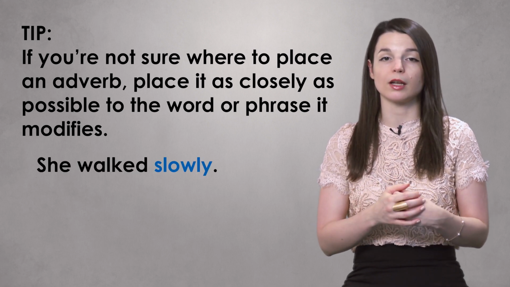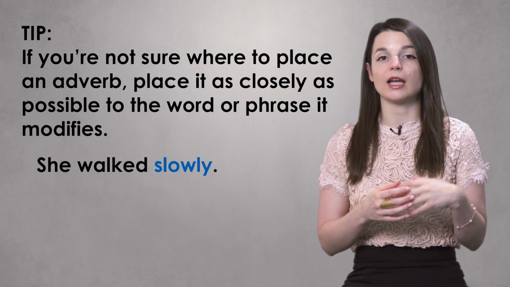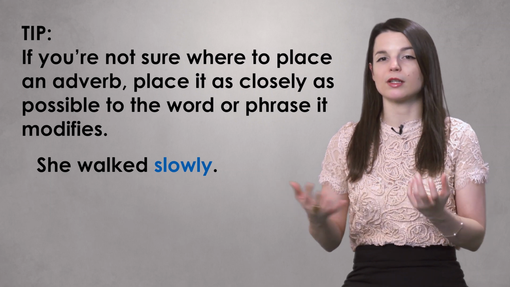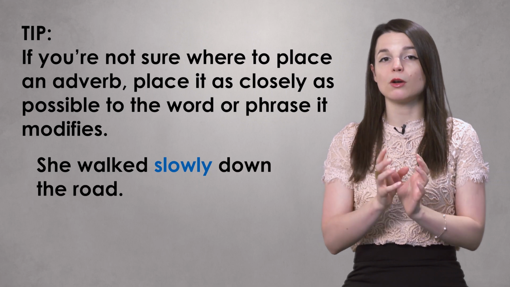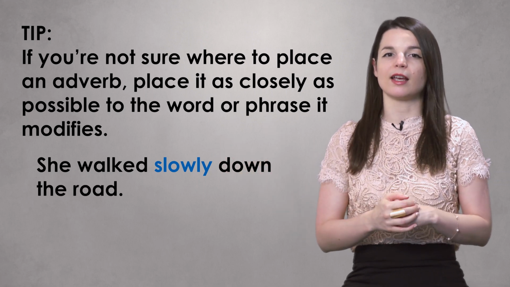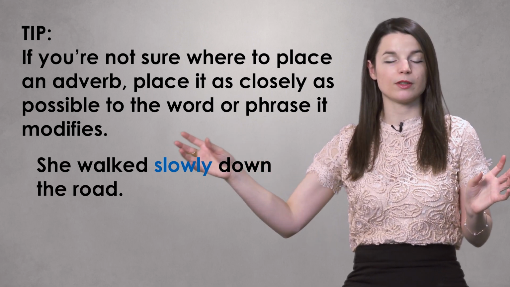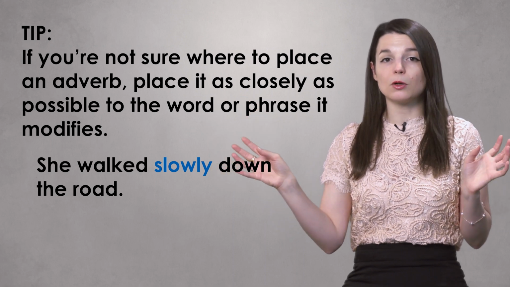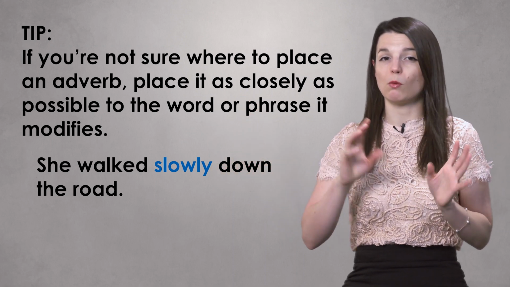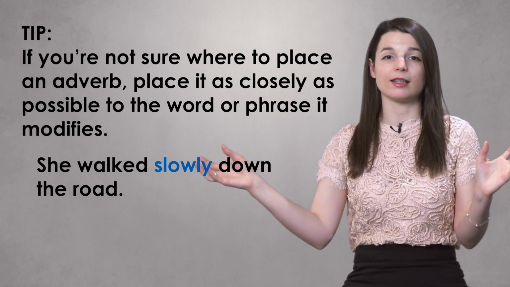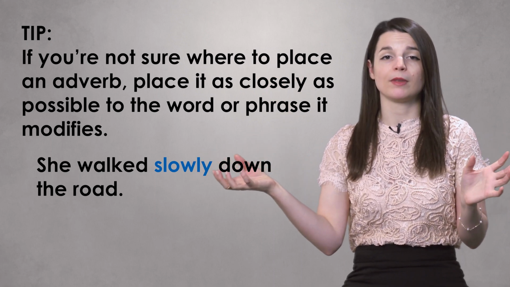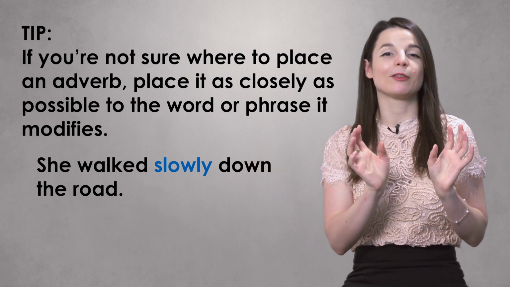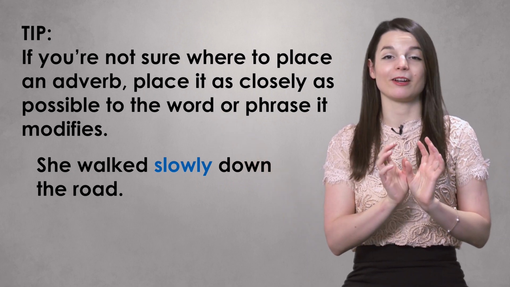She walked slowly. But if there's more information, like she walked slowly and we want to talk about a road too, it's much clearer to say she walked slowly down the road than it is to say she walked down the road slowly. So in that second sentence, slowly and the verb that it's modifying, walked, are very far apart in the sentence. So in very complex sentences, it can get confusing.